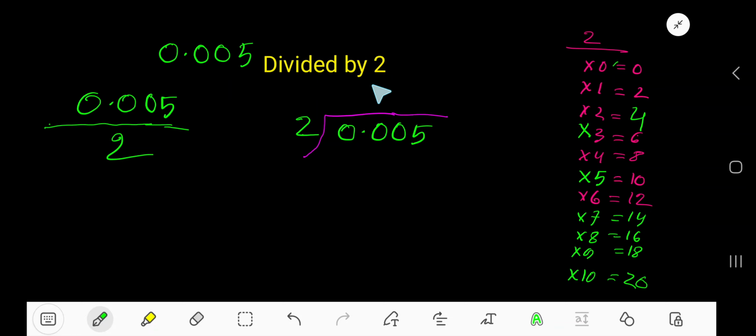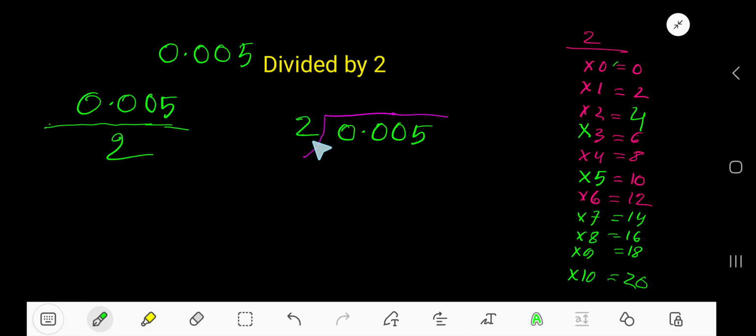0.005 divided by 2. Here, 2 is a divisor. Look, we need to have the multiplication table of 2. 2 times 0 is 0, 2 times 1 is 2, 2 times 2 is 4, 2 times 3 is 6. To find the multiplication table of 2 easily, just add 2 to the previous step. 0 plus 2 is 2, 2 plus 2 is 4, 4 plus 2 is 6, 6 plus 2 is 8.